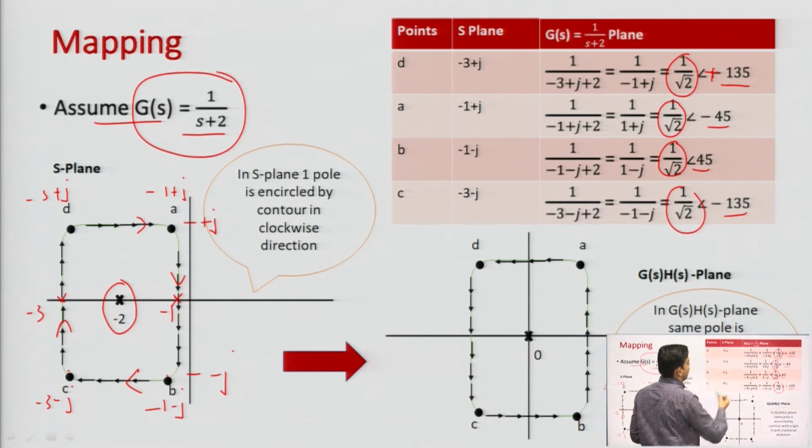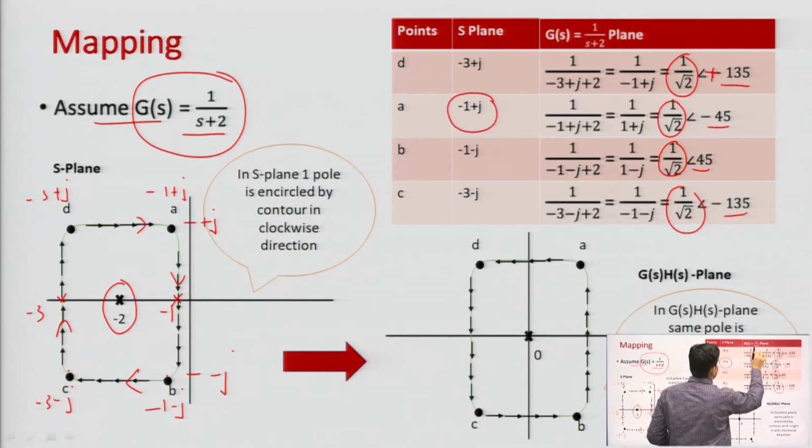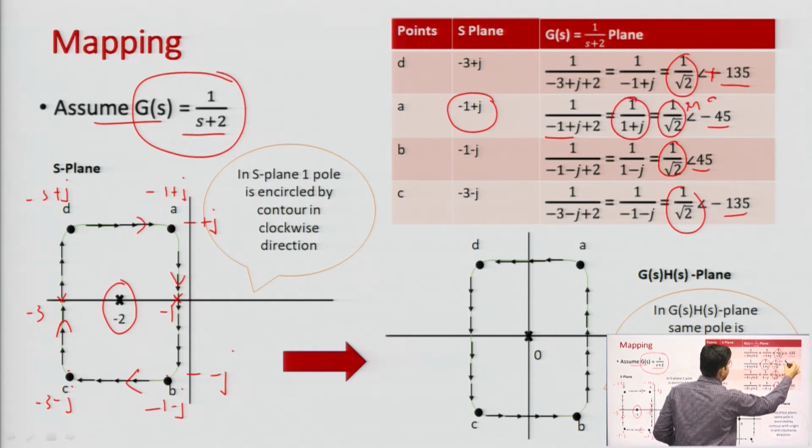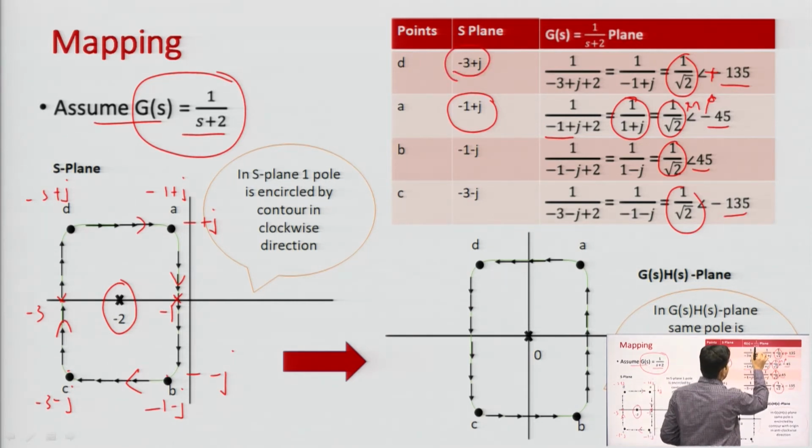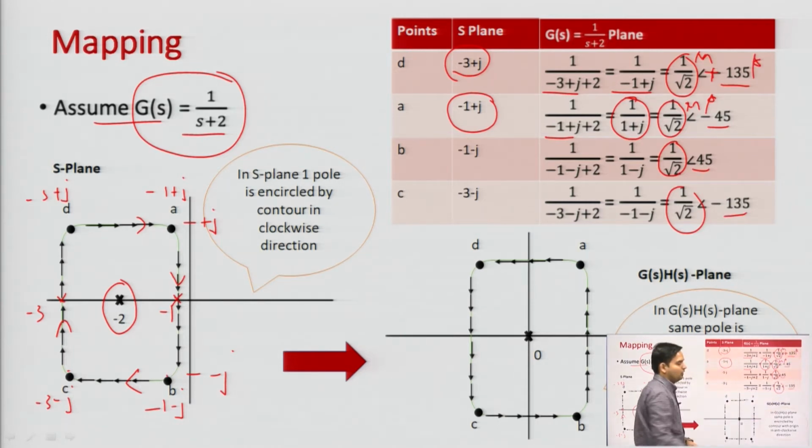How am I calculating it? Suppose I have to put point A, minus 1 plus j, in this plane. I replace S by minus 1 plus j, I get this transfer function, and this is the magnitude and this is the phase. In the same way, if I have to plot minus 3 plus j in the GS plane, I replace S by minus 3 plus j plus 2, and this gives me the transfer function, with this magnitude and this phase. In this way I will plot all these points, and then I have to map them onto the GS-HS plane.